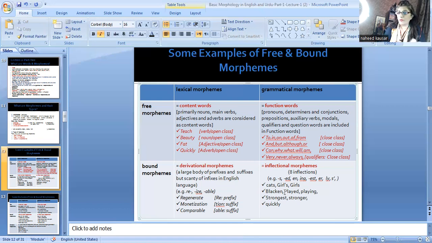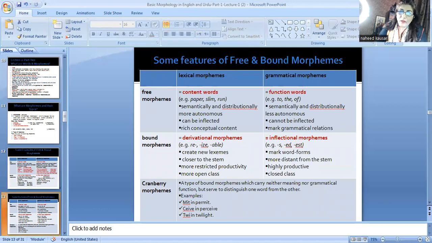And of course, this will also become a part of the types of morphology in the next lesson, when we will be working on the types and methods of morphology in the English language. Then again, the word playing, here the ING morpheme is used. Strongest, EST, the superlative adjective inflectional morpheme is used here. Stronger, ER, inflectional morpheme is used. LY in quickly is used.